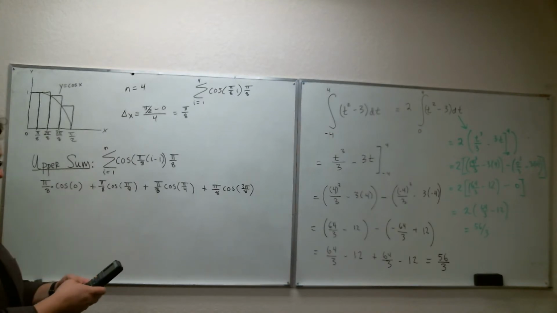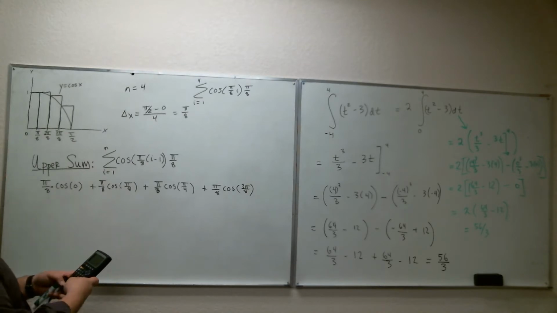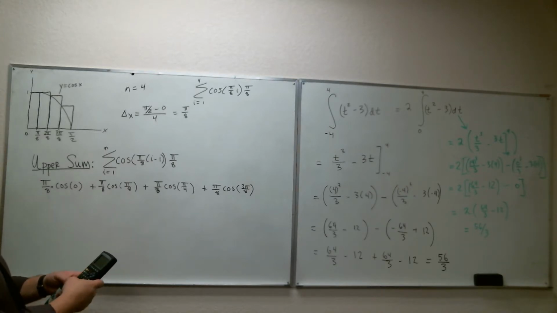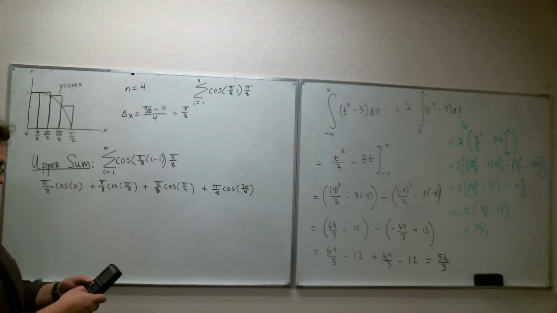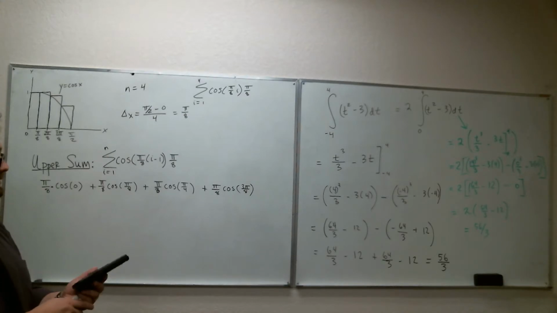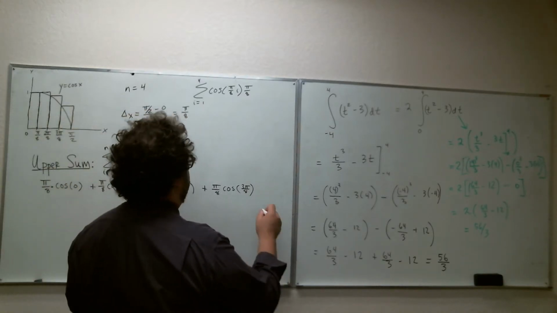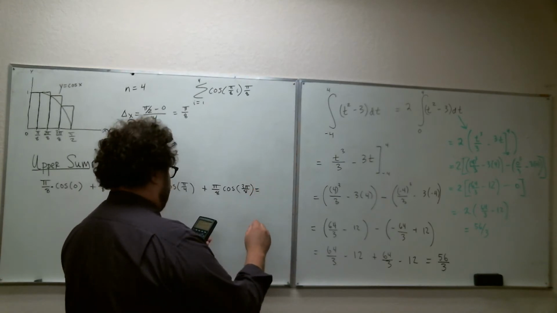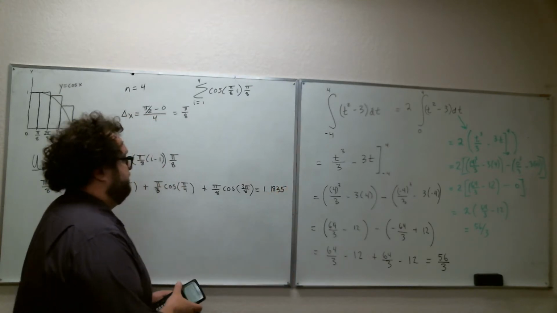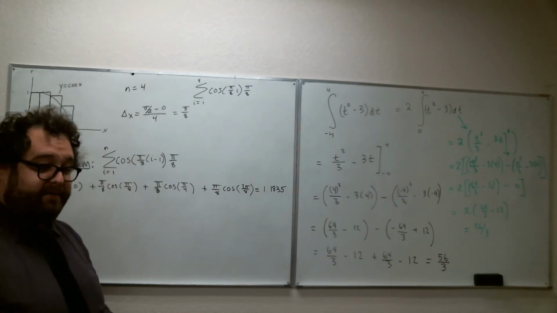And then I'm going to multiply by cosine of 0. Well, cosine of 0 is certainly 1. Plus cosine of pi over 8. Plus cosine of pi over 4. Plus cosine of 3 pi divided by 8. And I get 1.1835. So this is an approximation for the upper sum. Okay?